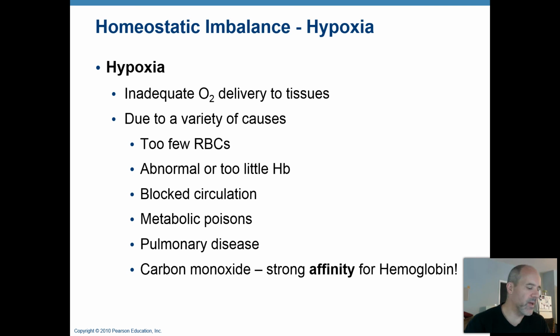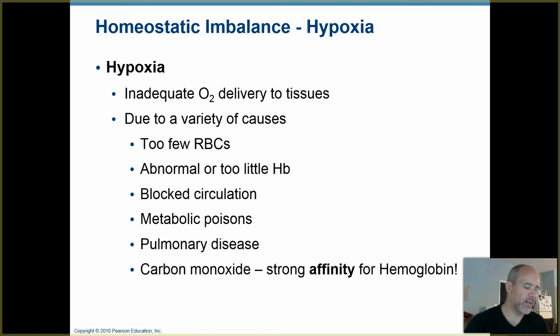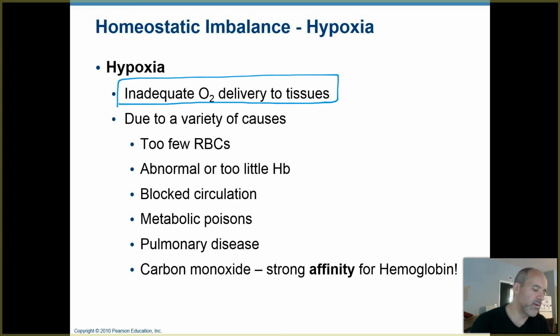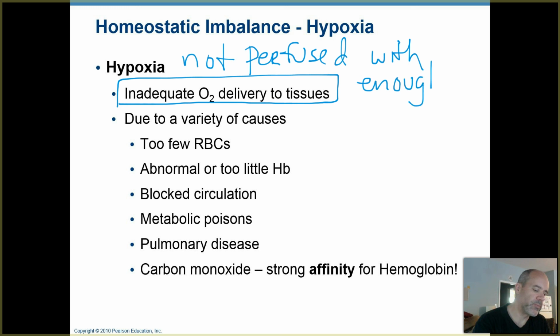All right, homeostatic imbalance, hypoxia. We've talked about hypoxia before, but this can be considered a homeostatic imbalance of the respiratory system. This is where you have any sort of inadequate oxygen gas delivery to tissues. Tissues are not perfused with enough oxygen gas. This is a big time problem. Your cells are starving for oxygen gas. They can't do cellular respiration and they can't make their ATP. And if this lasts long enough, they're going to weaken and potentially die.